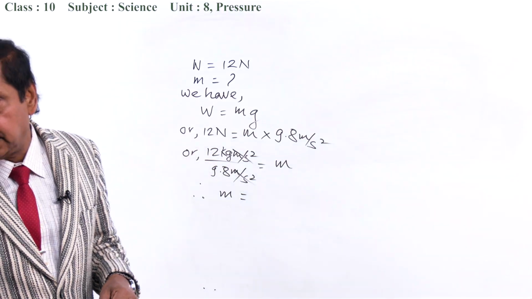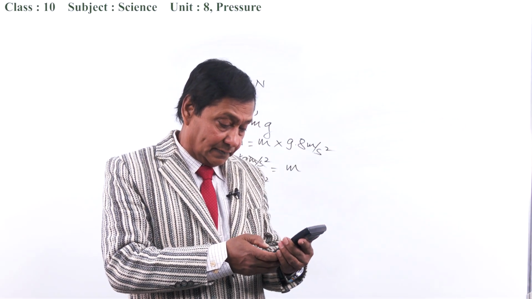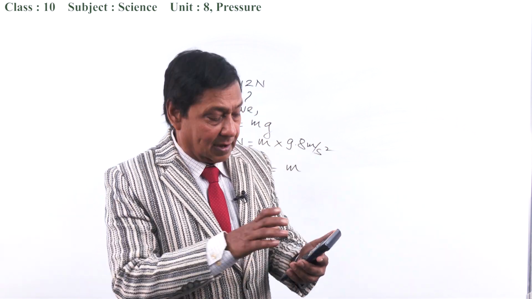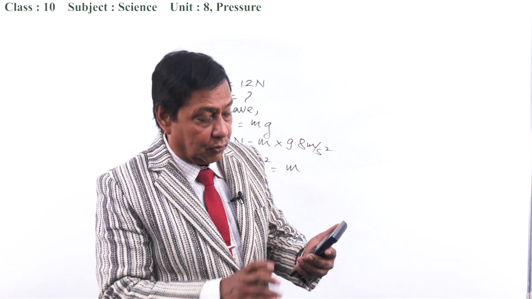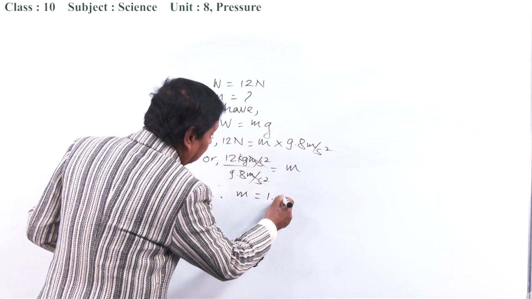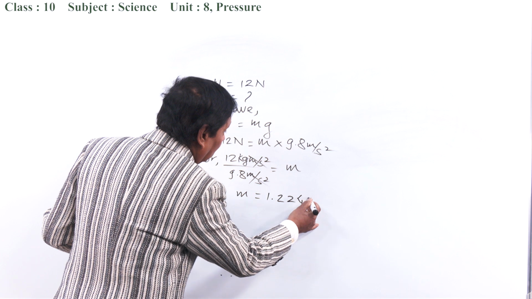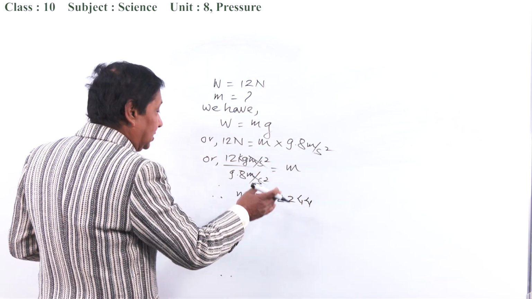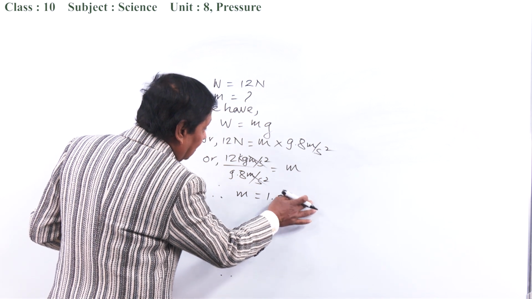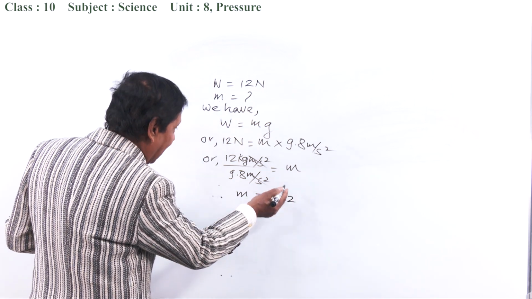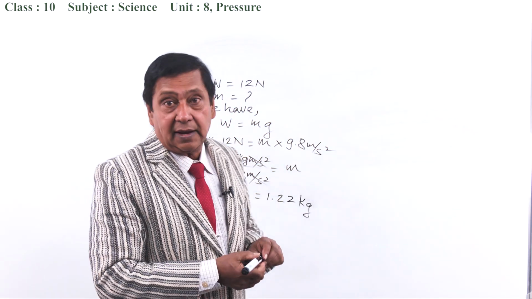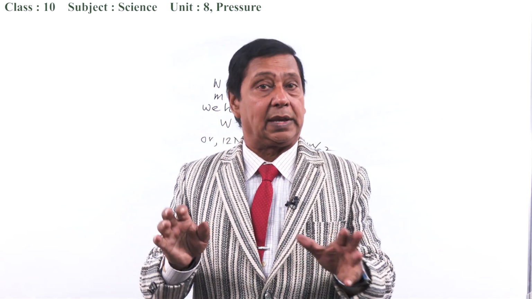I am using a calculator. If we divide 12 by 9.8, the result is 1.2244. We are taking just 2 digits after the decimal point, so I am going to ignore the remaining digits, and 1.22 is the final result and its unit is kilogram. That's why the mass of this body is 1.22 kilogram.